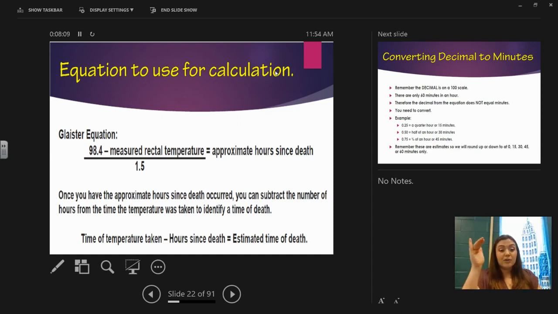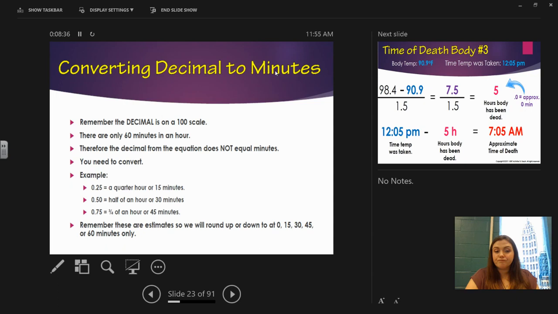You're going to subtract the measured rectal temperature and then divide by 1.5, because that's telling me how many degrees we usually lose per hour. So approximate hours since death: you'll take 98.4, subtract their temperature, divide by 1.5. That's how many hours it's been since they died on average. Once you have the approximate hours since death, you take the time the temperature was taken and subtract off those hours, or count back those hours, and that is their estimated time of death.